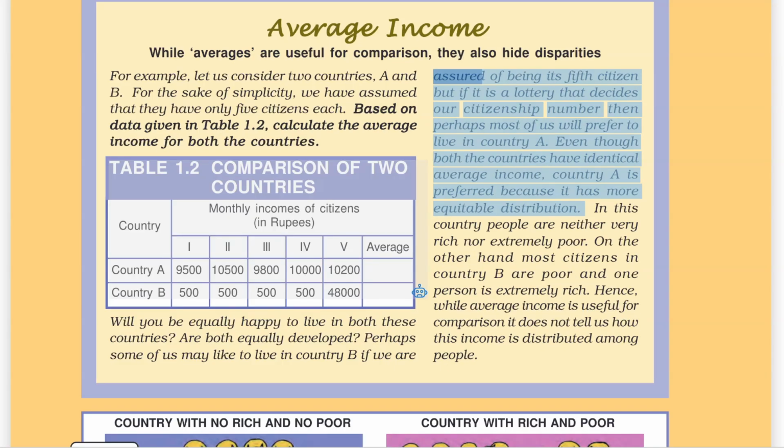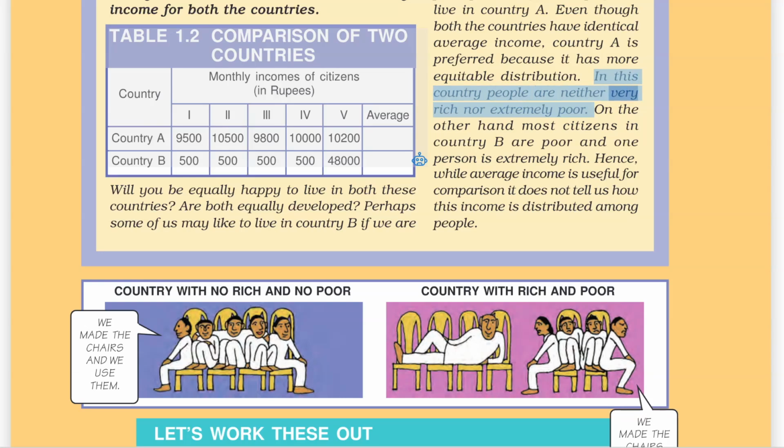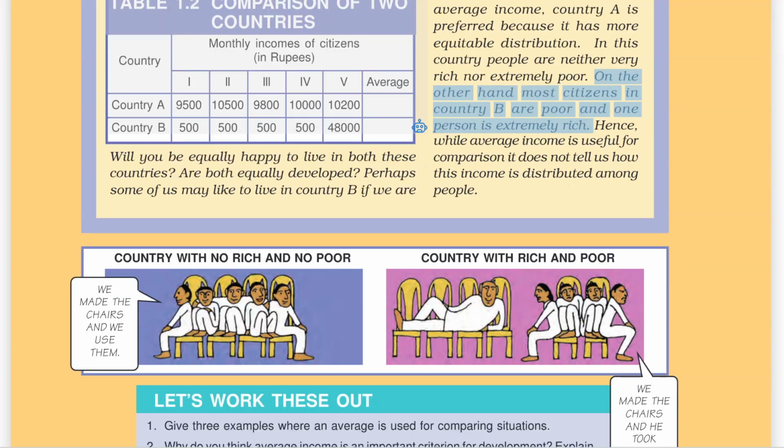Assured of being its fifth citizen, but if it is a lottery that decides our citizenship number, then perhaps most of us will prefer to live in country A. Even though both the countries have identical average income, country A is preferred because it has more equitable distribution. In this country, people are neither very rich nor extremely poor. On the other hand, most citizens in country B are poor and one person is extremely rich.